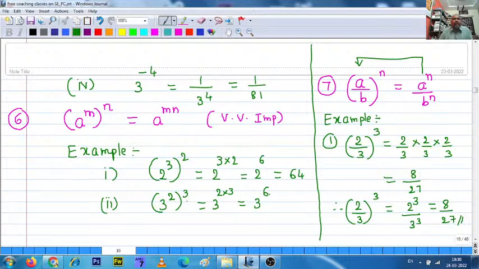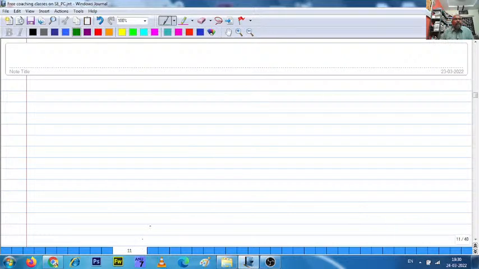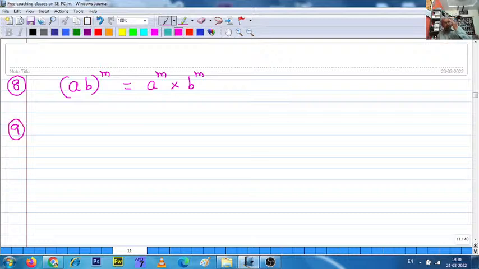So next, let us move to the eighth concept. (ab)^m is equal to a^m multiplied with b^m. Okay, next, ninth one. (a/b)^m is equal to a^m upon b^m.